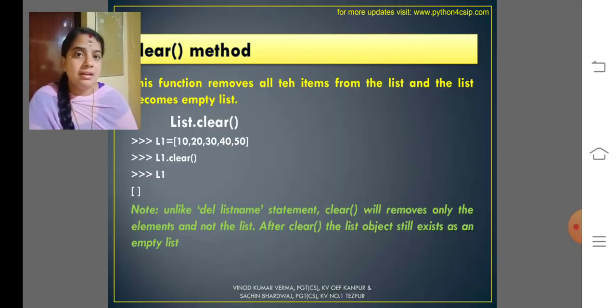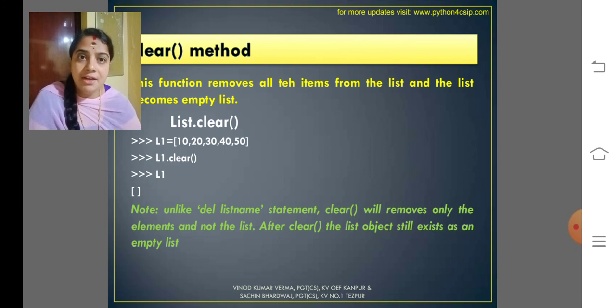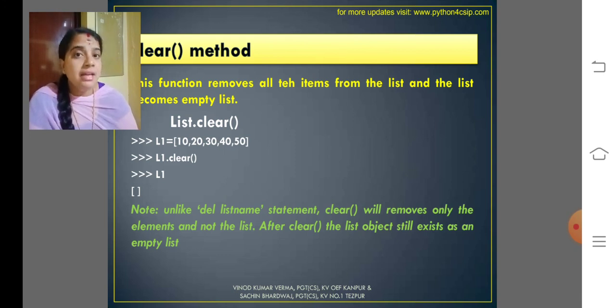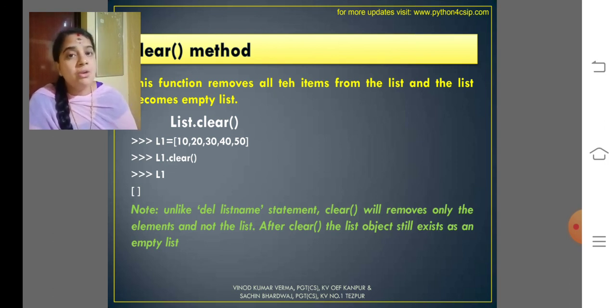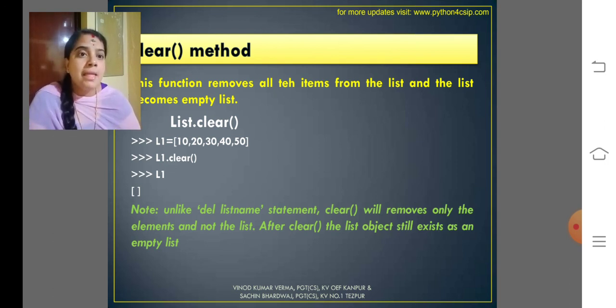Then clear. Clear is a method for deleting all the elements in a list. Here I had used L1.clear(). If you are printing L1 again, you will get an empty list only. Unlike the DEL list name statement, the clear will remove only the elements and not the list. After clear, the list object will still exist in the memory as an empty list.